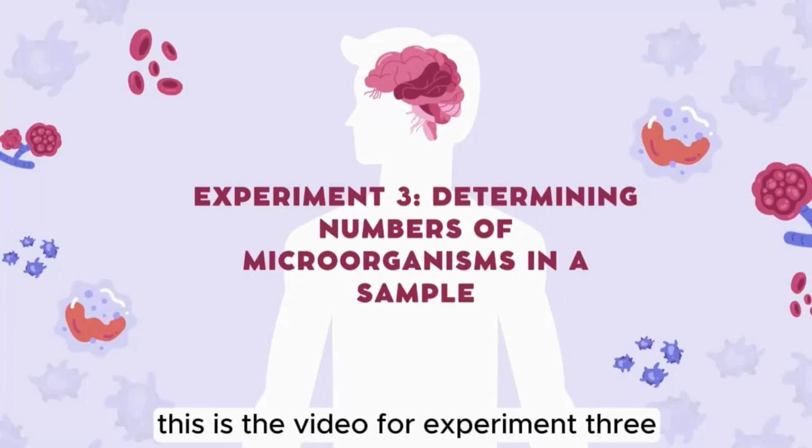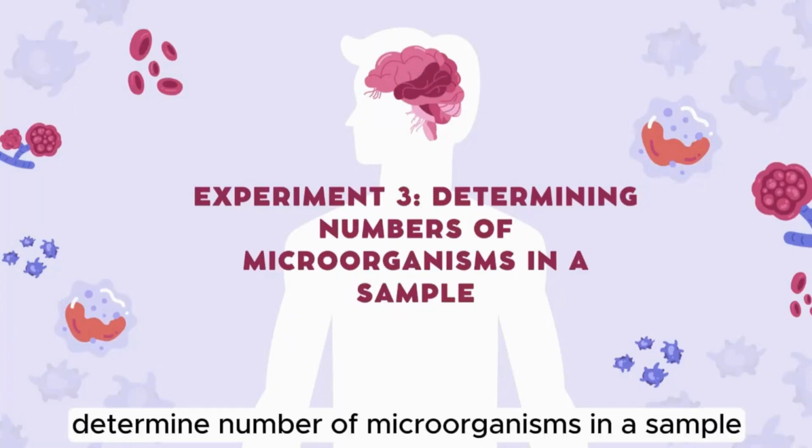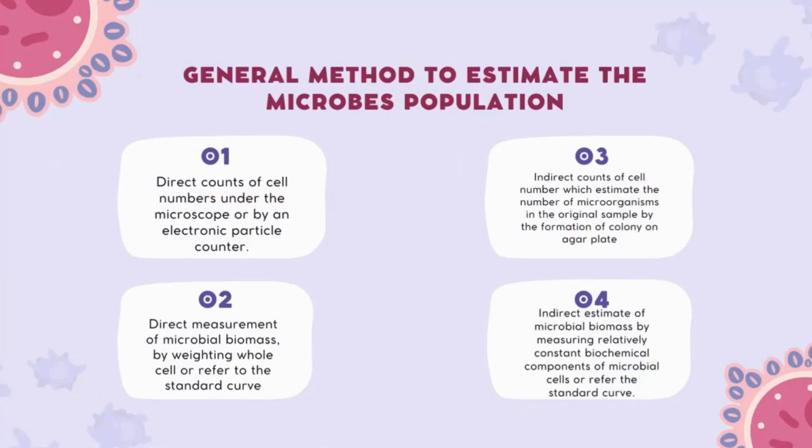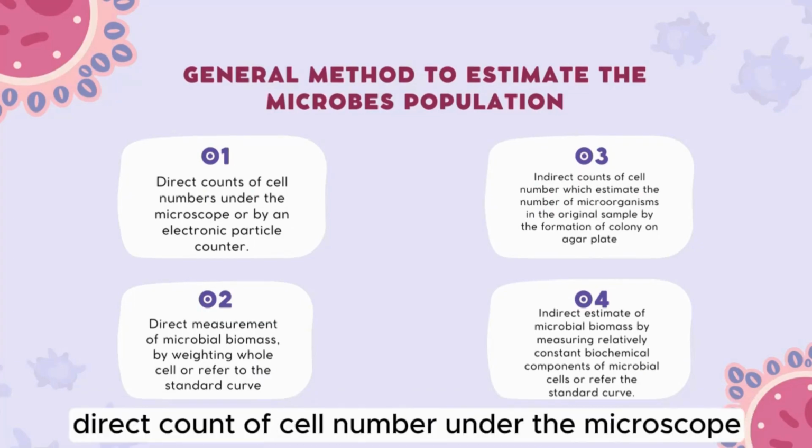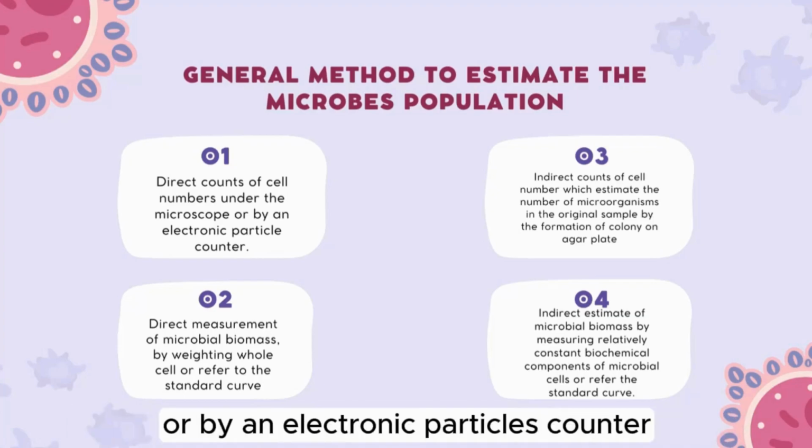This is the video for experiment 3, determine number of microorganisms in a sample. For this experiment, there are general methods to estimate the microbe populations. The first one is direct count of cell number under the microscope or by an electronic particle counter.